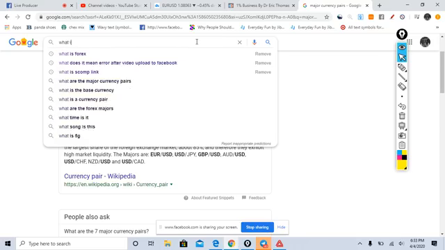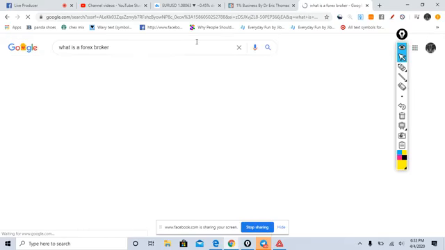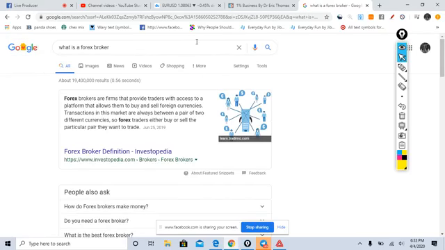Now let's do it like this. Let's keep it basic. What is a Forex broker? Forex brokers are firms that provide traders with access to a platform that allows them to buy and sell foreign currencies. Transactions in this market are always between a pair of two different currencies. So Forex traders either buy or sell a particular pair they want to trade, right?